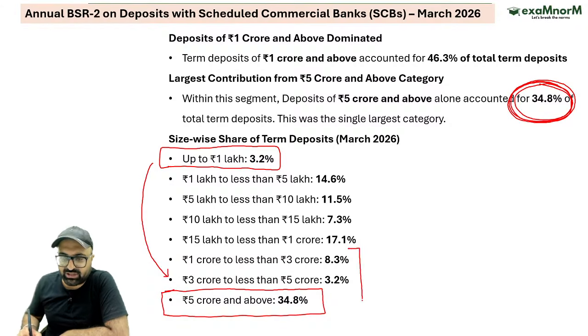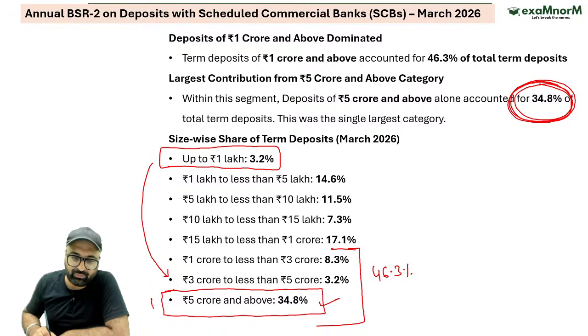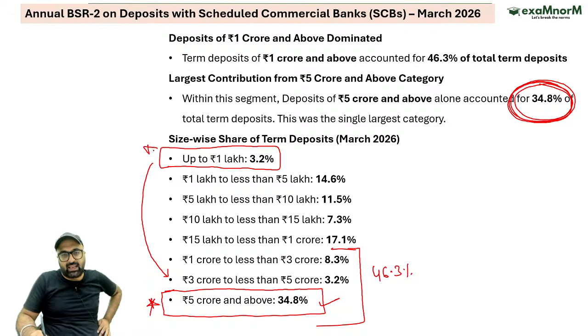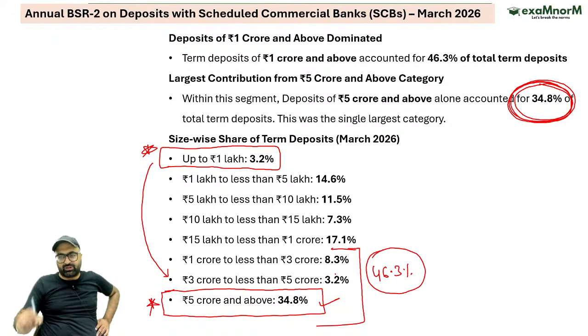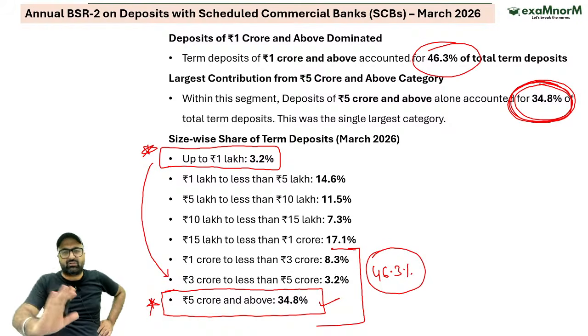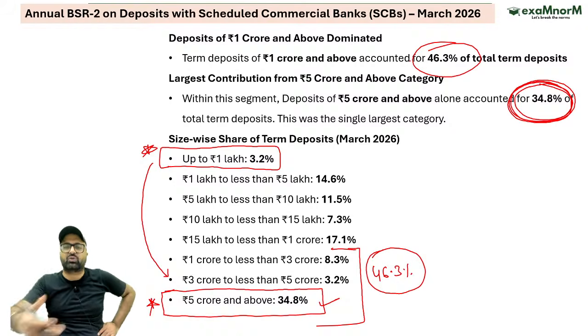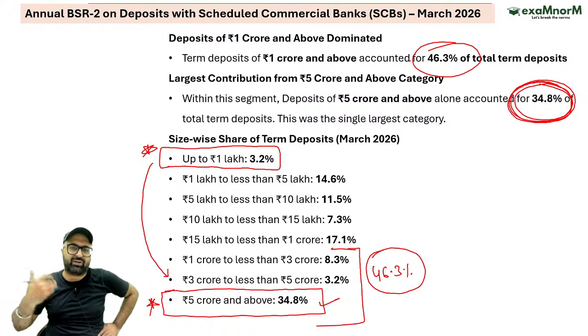अगर मैं 1 करोड़ से ज्यादा की बात करूं, then I will be adding them all. And if I add them all, this is 46.3%. So these terms are important. 5 crore is 34.8% of total deposit, up to 1 lakh is 3.2% of total deposit, and greater than 1 crore is 46.3%. तो ये जो मैंने राउंड किया है सिर्फ उतना ही पार्ट आपको याद रखना है, इसके अलावा कुछ याद नहीं रखना। It is just to give you a picture, it is just to show you how the deposits of the country are prevailing these days.